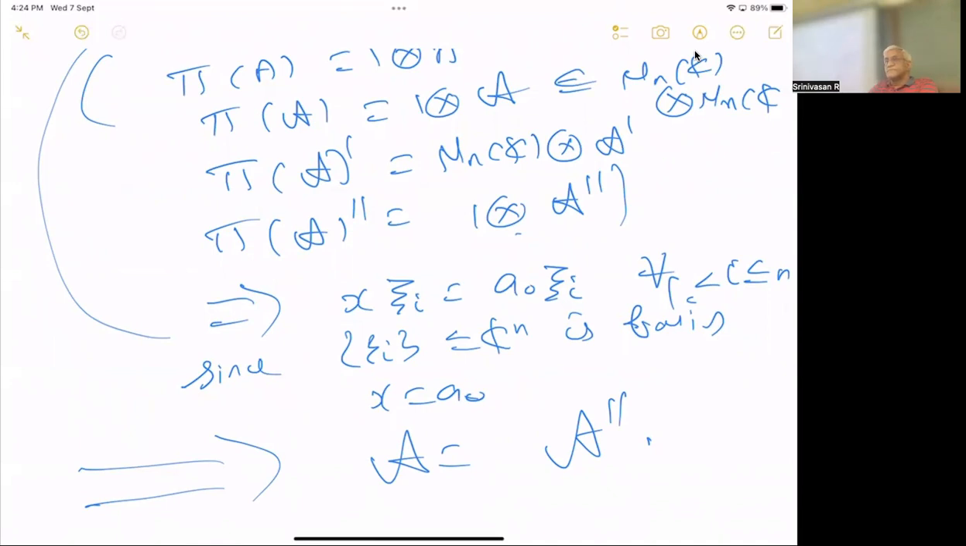It's kind of taking the commutant in each of the components. Pi of A is one tensor A. If you take A tensor B, then the commutant is A commutant tensor B commutant. Correct, you're absolutely correct, because here it's one.